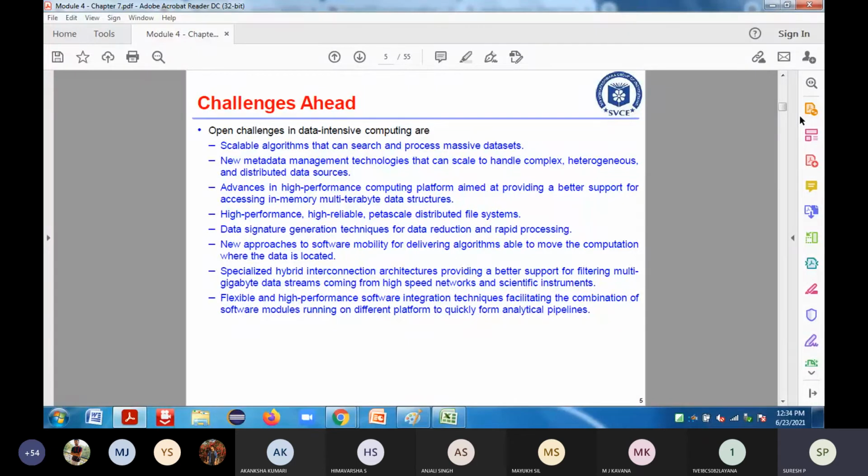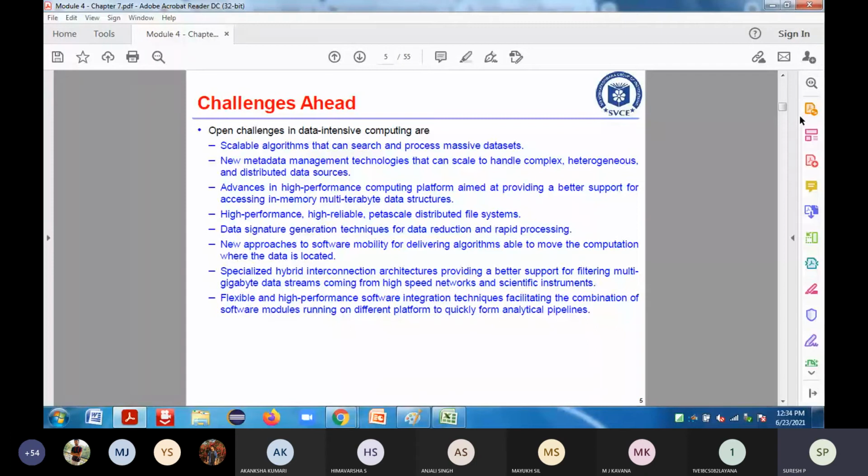You can have a tree structure where you have the root node. To the root node, depending upon different conditions, you connect the branches. For example, under the tree you may have structured, unstructured, or semi-structured data. Under structured, what are the different types of data you are going to have? You can differentiate and access that particular data with better support. So that is what the high performance computing platform is going to provide: better support for accessing in-memory multi-terabyte data structures.